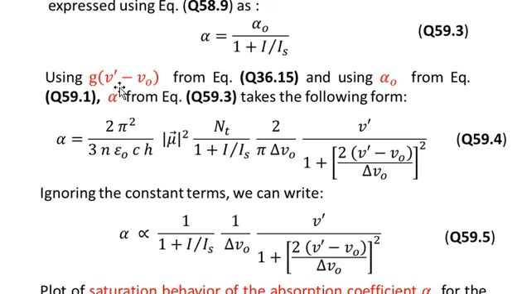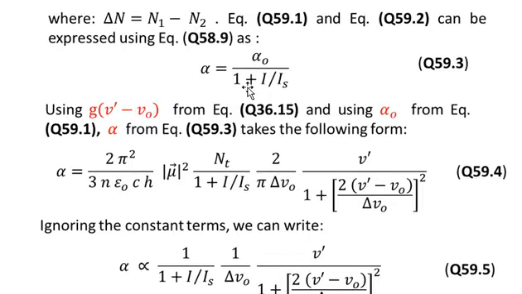So using g of nu prime minus nu naught from equation number 36.15, and using alpha naught from equation number 59.1 and alpha from equation 59.3, we can write equation number 59.3 in the following form. That is, alpha is equal to alpha naught over 1 plus I over IS can be written as alpha is equal to this expression on the right hand side.